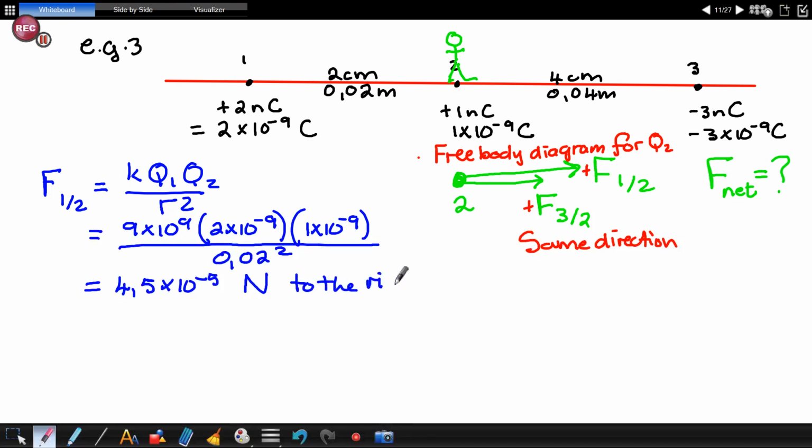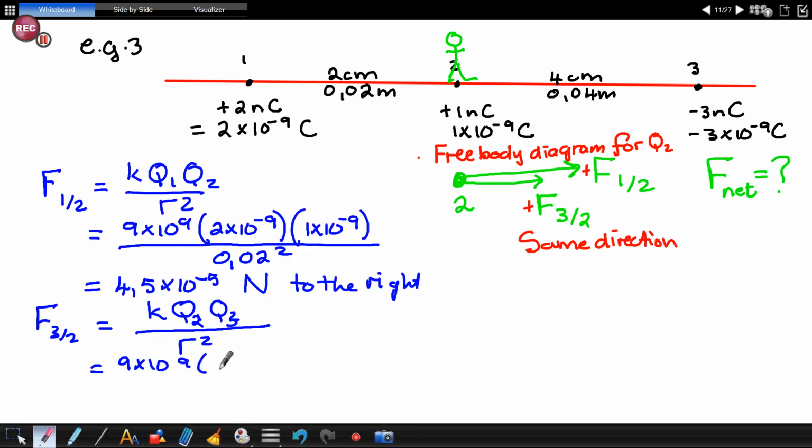Right angle triangle. And the force of 3 on 2 is k Q2 Q3 over r squared. So this is 9 times 10 to the 9 times 1 times 10 to the minus 9 times 3 times 10 to the minus 9. And this is where you'll pick up trouble if you substitute negative 3.